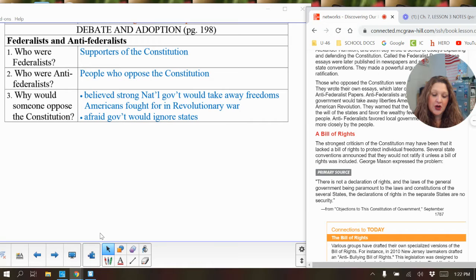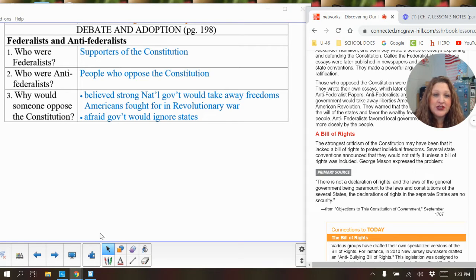So what was the strongest criticism of the Constitution? The strongest criticism of the Constitution may have been that it lacked a Bill of Rights to protect individual freedoms. Several state conventions announced that they would not ratify it unless a Bill of Rights was included. George Mason expressed the problem.